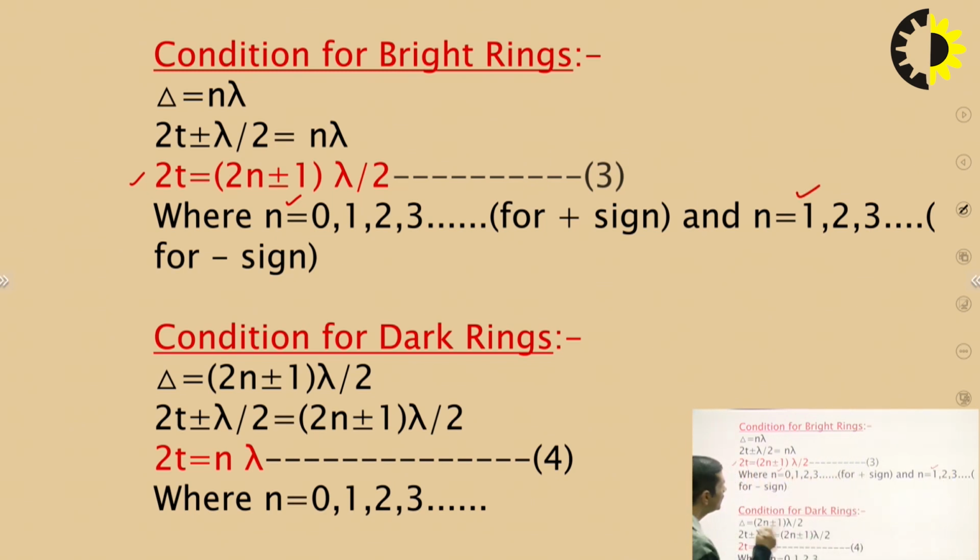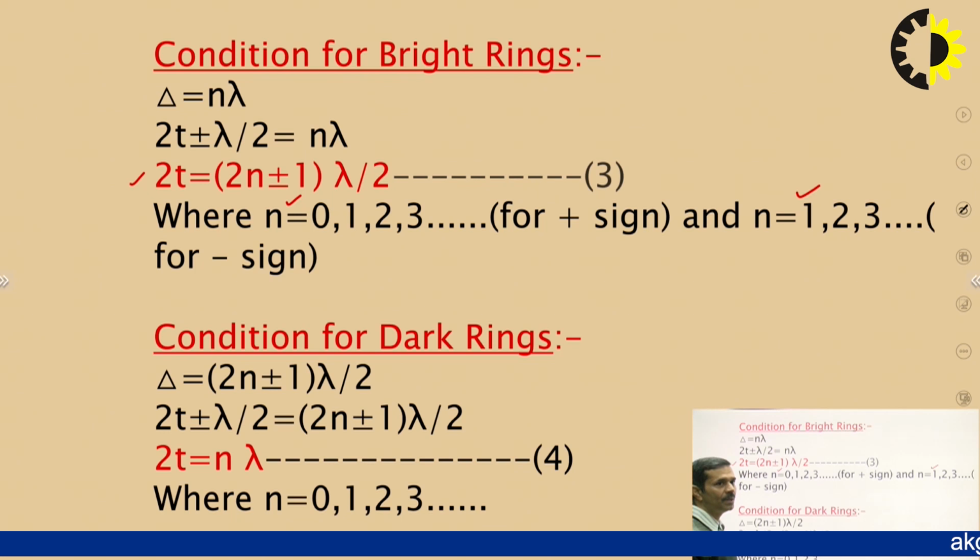So we will take here a plus sign or a minus sign, but according to that we have to select the value of n, this integer. 0 for plus, and for the minus sign it is 1. Now, the condition for dark rings.